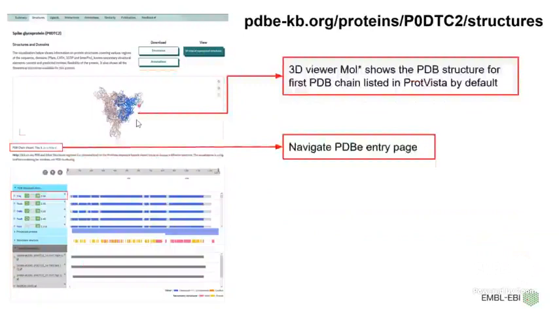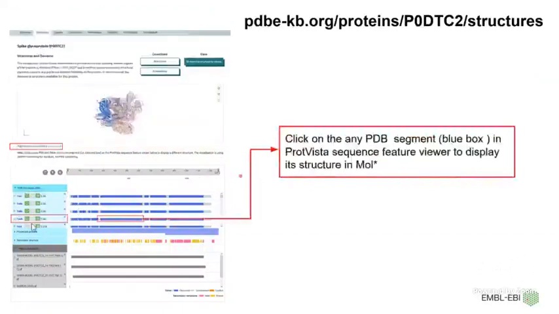You can see that by default, the structure which is first listed in Protvista is highlighted in the MolStar viewer. And if you want to view the specific PDB entry page, you can click on this button. You can click on any segment which you want to see in the MolStar viewer over here, and the structure will be displayed. For example, over here, if I click at this section, it highlights 7SO9.